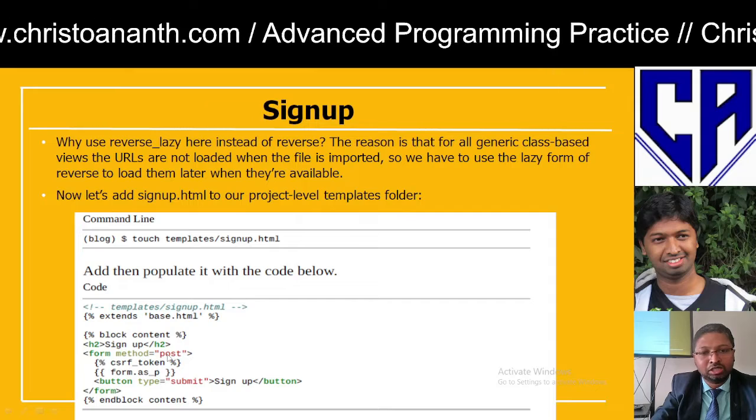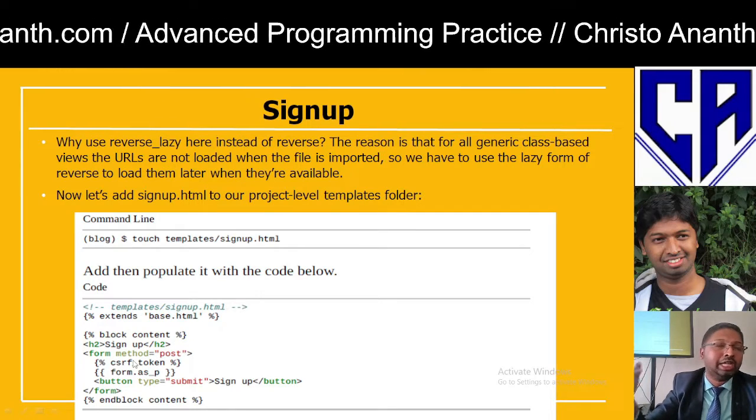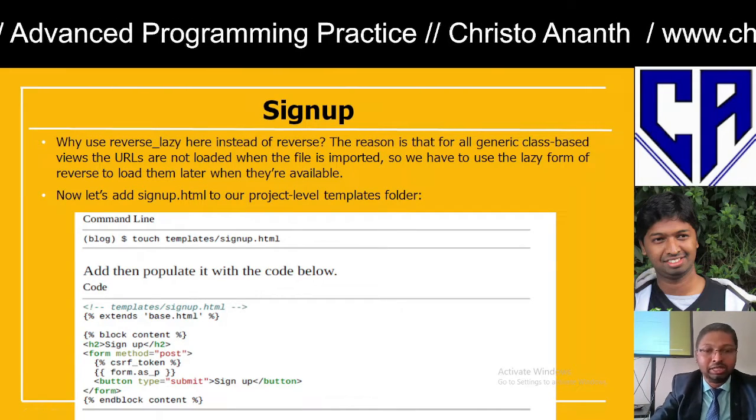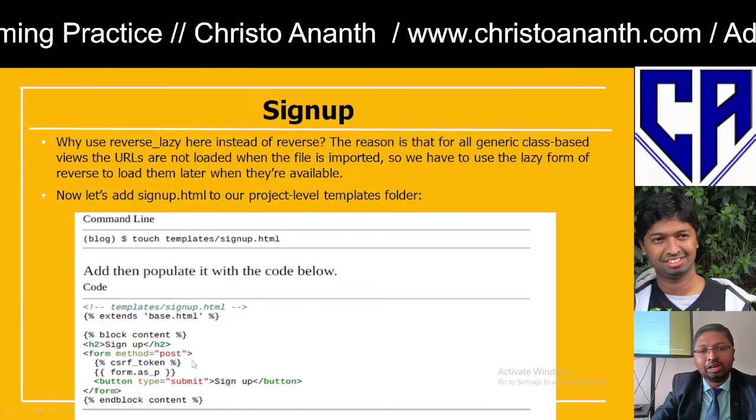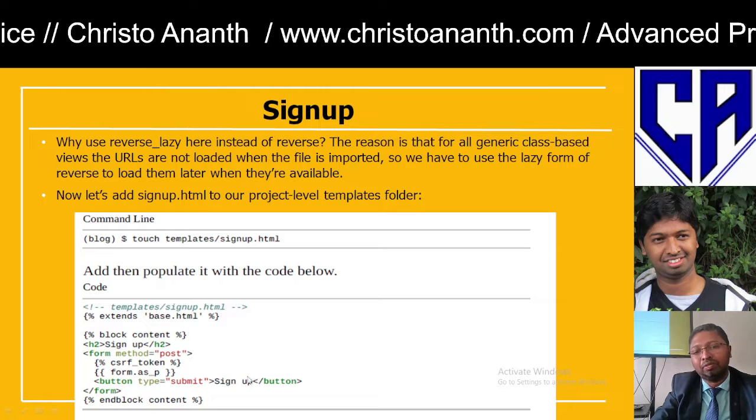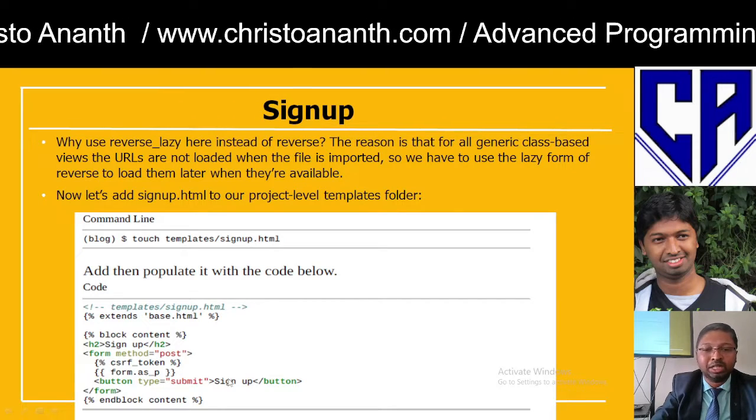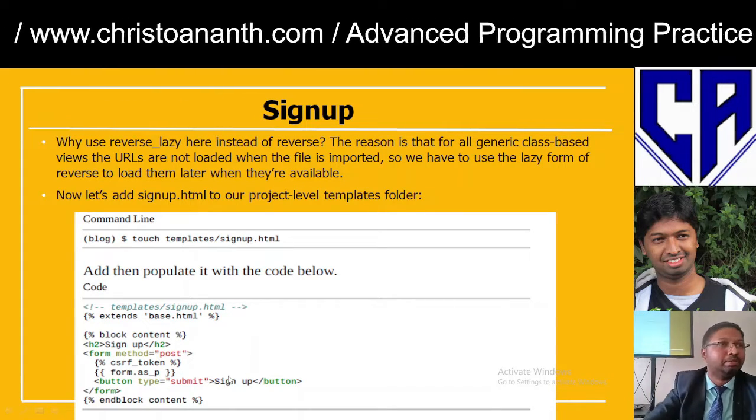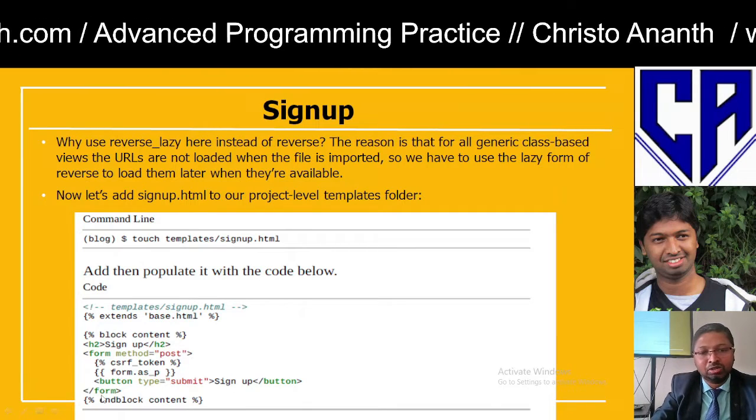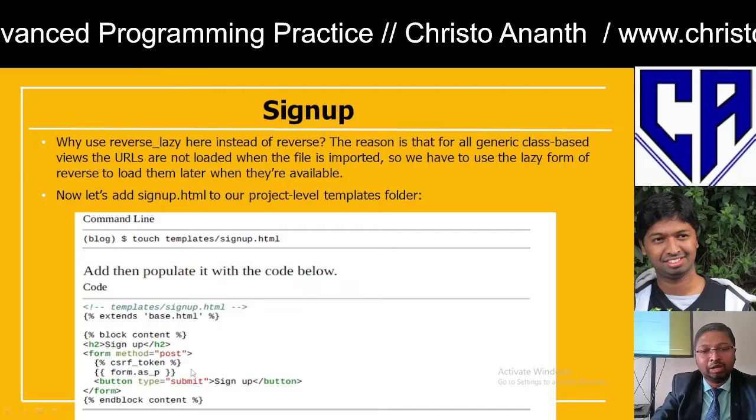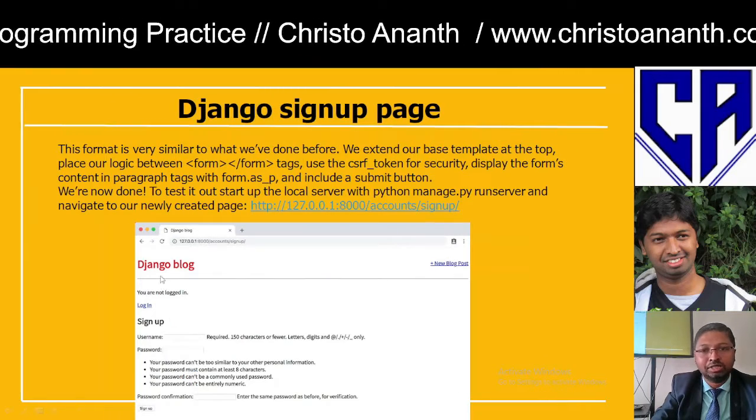So for the method it is post. In order to avoid attacks, we go with the CSRF token, and the button type equal to submit. Here, instead of the login button, we now include the sign up button. Then you close the form and you close the endblock content also. So this is the sign up page.